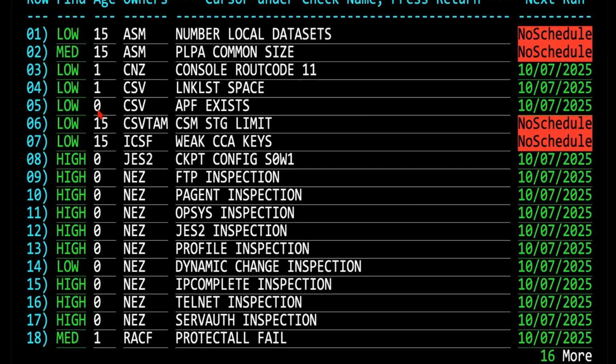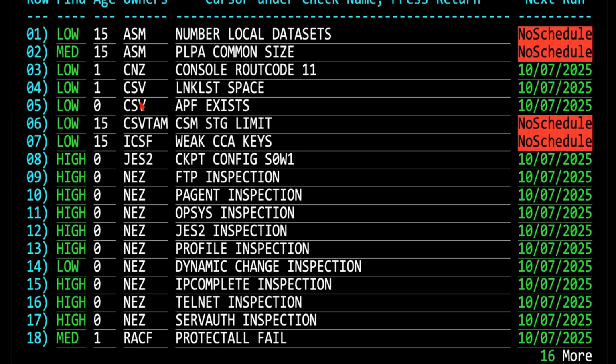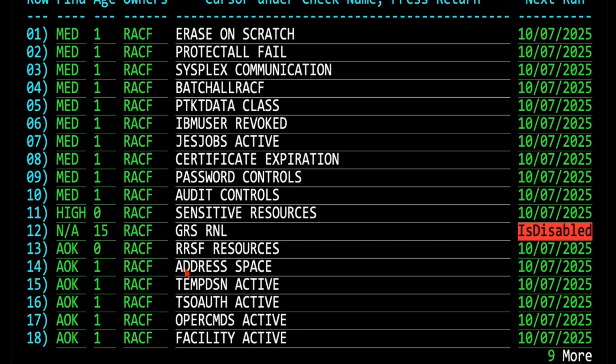We can put the cursor under any of these to reveal a history of the check itself, if we choose to do that. And this one has no specific history of itself. We can look at all the checks that are associated with a specific owner, like RACF, for example. These are all the RACF checks. You can see this one, GRS RNL, another dynamic change element that we would report on if, in fact, it was active.